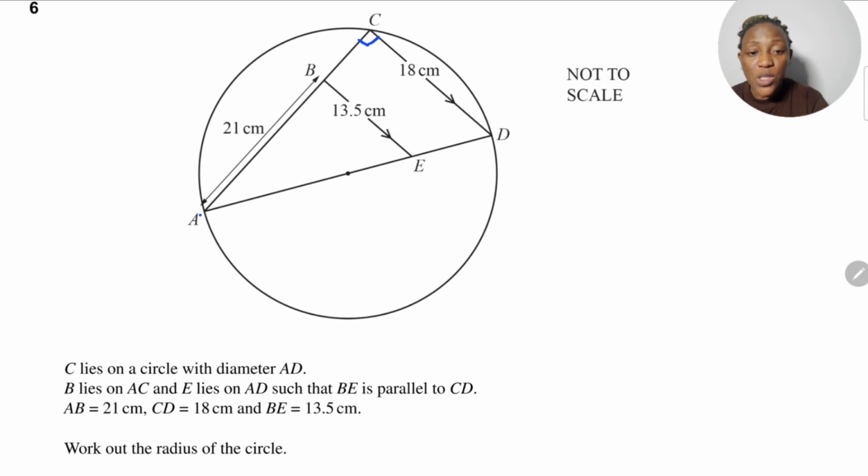Now, the moment you see the word parallel and this arrowhead here, you know that these two lines are parallel. You need to start thinking about angles in parallel lines. Now, when we have parallel lines like this, this angle should be equal to this angle. Why? Because they are corresponding angles. In the same vein, this angle should be equal to this angle. Why again? They are corresponding angles.